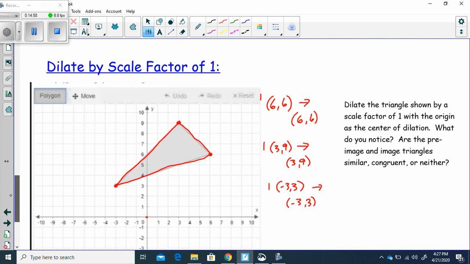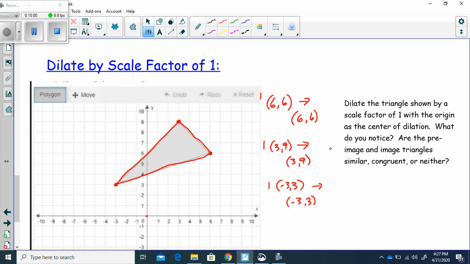Now, back down here to the dilating by a scale factor of 1. Are these two similar, congruent, or neither? Well, they're similar because their sides are proportional, but their sides are proportional in 1, so they're congruent. So they're congruent and similar is what you're dealing with.